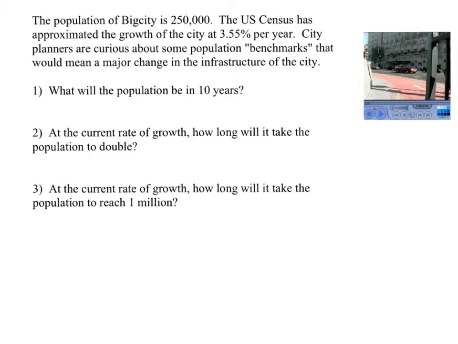Well, I'm really going to focus on writing the equation. I'm going to rely on the fact that you can type it in. So we may not actually be calculating answers, but let's start with the setup. So the population's 250,000. That's our start off. So we're going to have 250,000 multiplied by something. Now, it's growing at 3.55% per year.